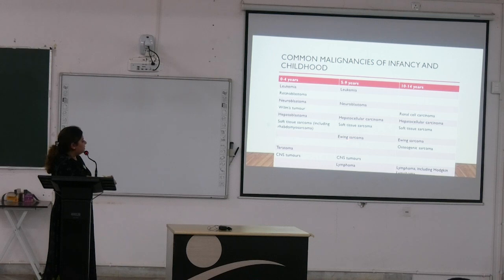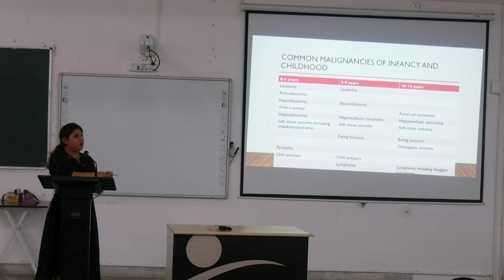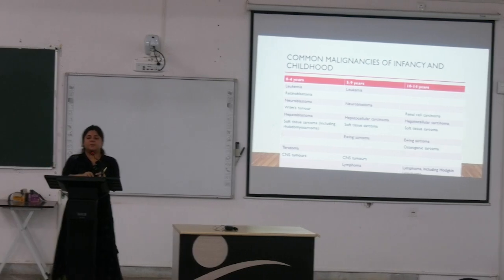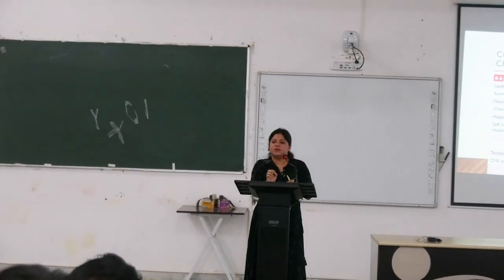Soft tissue sarcoma, Ewing, CNS tumor, then again medulloblastoma, lymphomas. Lymphoma, most common Hodgkin lymphoma. 10 to 14 years, it becomes renal cell carcinoma, hepatocellular carcinoma, soft tissue sarcoma, Ewing, osteogenic sarcoma, osteosarcoma, and lymphoma. Now, in the pediatric age group, there are some specific characteristics of the malignant tumor. One of them is the blastomal component is present in the pediatric age group, like nephroblastoma. Other name for nephroblastoma is Wilms.